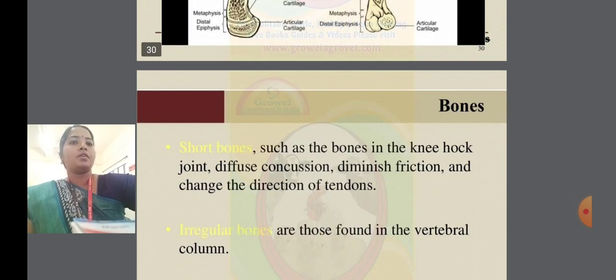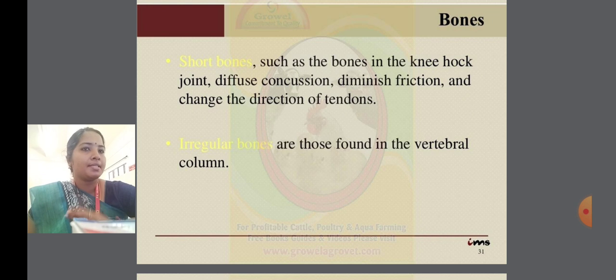Short bones, such as the bones in the knee and hock, that is a joint, diffuse concussion, diminish friction and change the direction of tendons. Irregular bones are those found in the vertebral column.